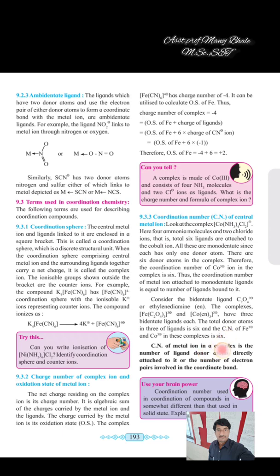Another example: Fe(C2O4)3 and Co(en)3, which have 3 bidentate ligands, and there are a total of 3 donor ligands, that is 6, and so the coordination number of the given complex is 6. The number of ligands directly attached to the central metal is the coordination number.